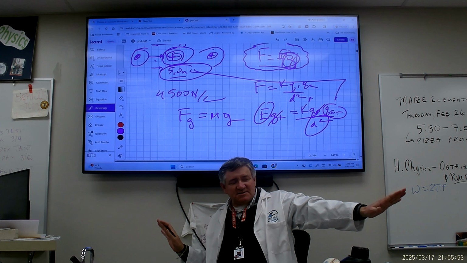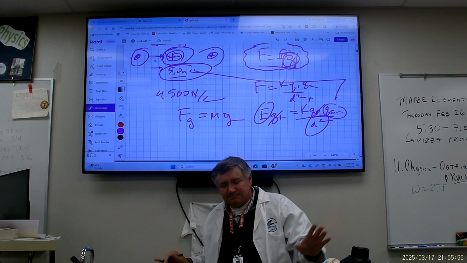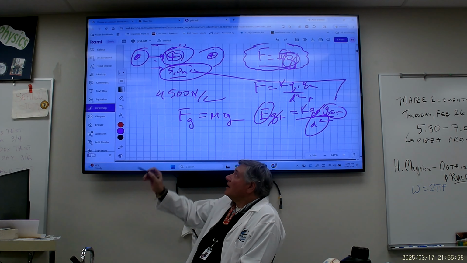Keep these two ideas separate for now. Okay? Just worry about you have a 5 nanocoulomb charge here. You have a proton over there. What's the proton going to feel? Repulsion. Push to the left. True? Sure.